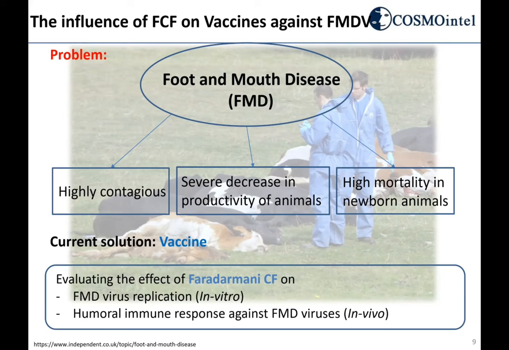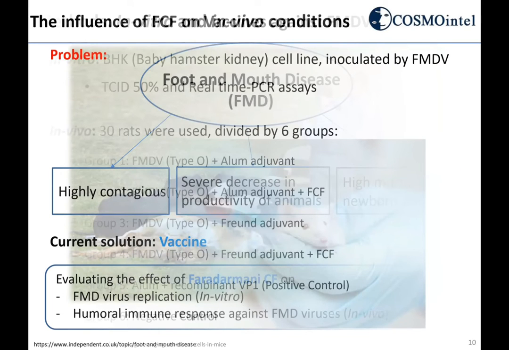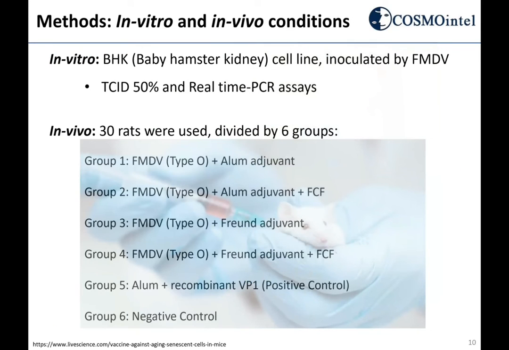Also, we were looking for the effects of Faradarmani on viruses, not only in vitro condition, but also in animal model. So for in vitro condition, baby hamster kidney cell line is used to get inoculated by FMDV, and to evaluate the virus titration, TCID 50% and real-time PCR assay were performed.